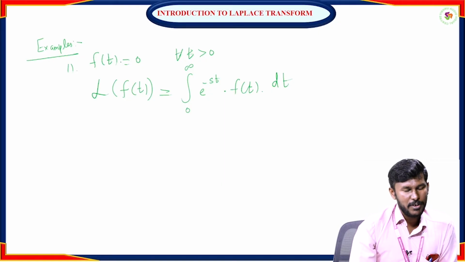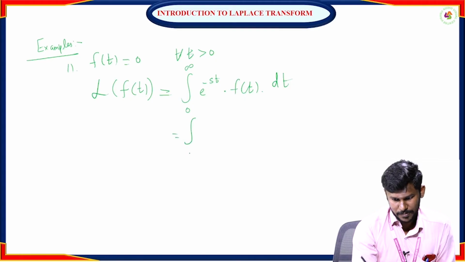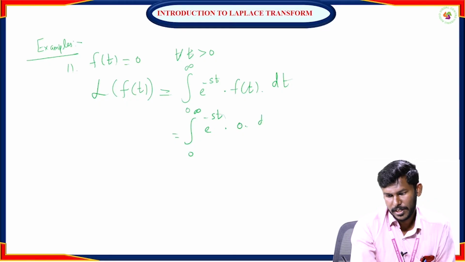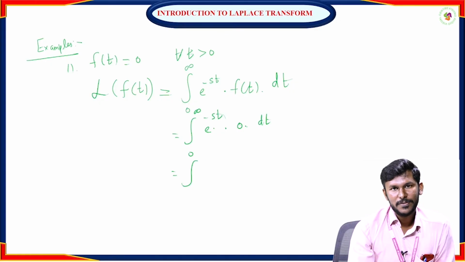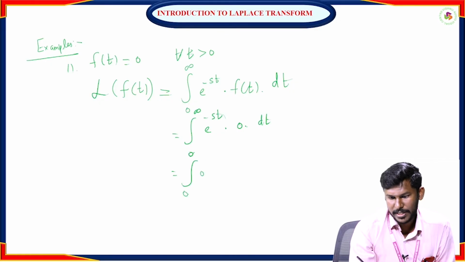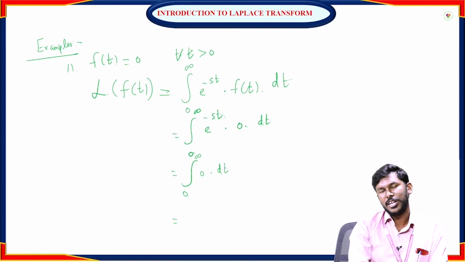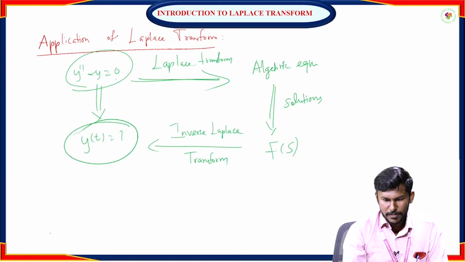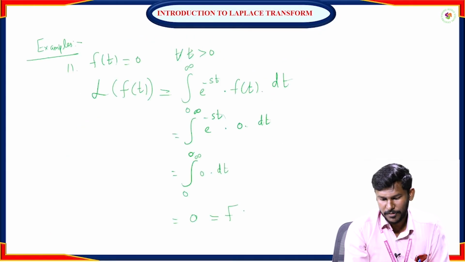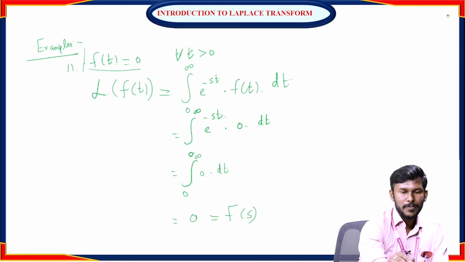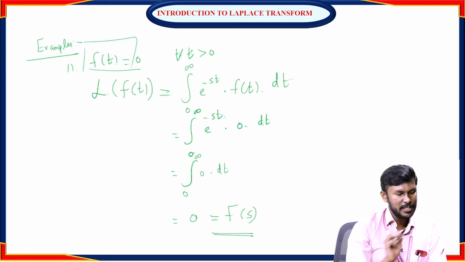So in this given problem, my f of t is 0, therefore the integral from 0 to infinity of e power minus st times 0 dt. It is nothing but the integral of 0, anything times 0 is 0. With limits 0 to infinity, 0 times dt. What is the integral of 0 with limits 0 to infinity? It is 0. So this is my final F of s, the Laplace transform output. This is my input f of t and my output F of s is 0.